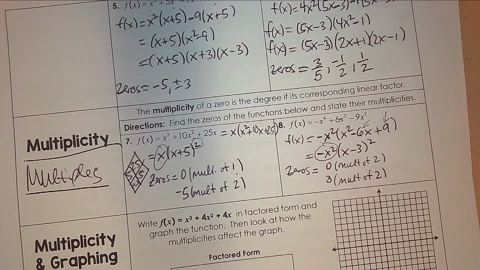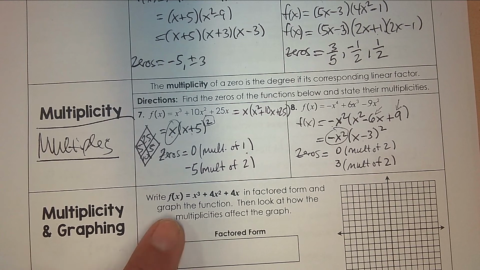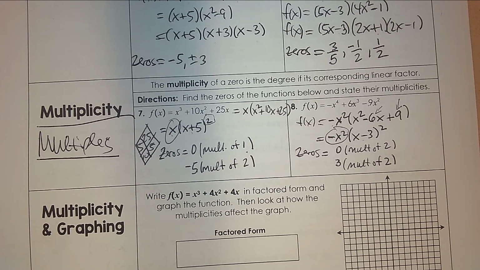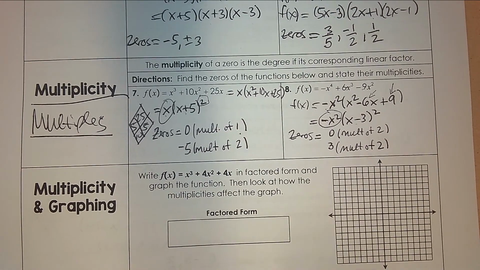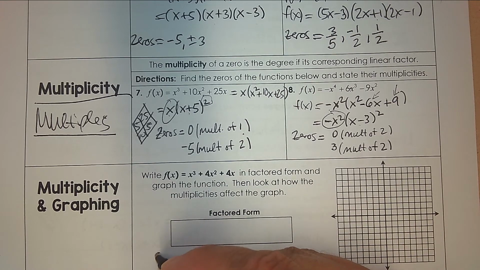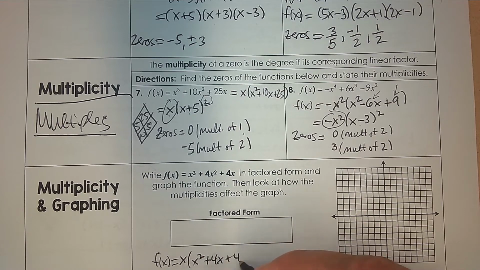Now, why is it important to know the multiplicity? It helps us with the graph. So it says write this function in factored form and graph the function, then look at how the multiplicities affect the graph. So first of all, if I factor this, I see that they have an x in common, and you have x squared plus 4x plus 4.